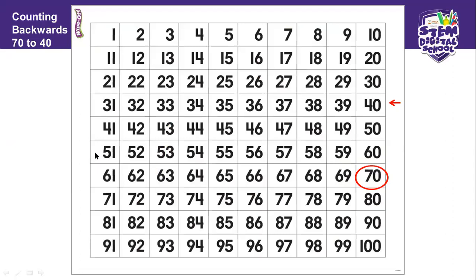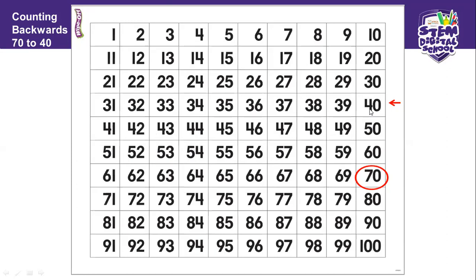Right. Now we are counting backwards from 70 to 40. Ready, go. 70, 69, 68, 67, 66, 65, 64, 63, 62, 61, 60, 59, 58, 57, 56, 55, 54, 53, 52, 51, 50, 49, 48, 47, 46, 45, 44, 43, 42, 41, 40.